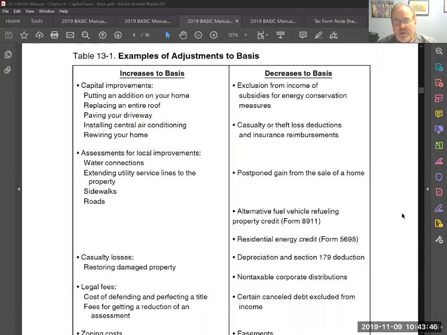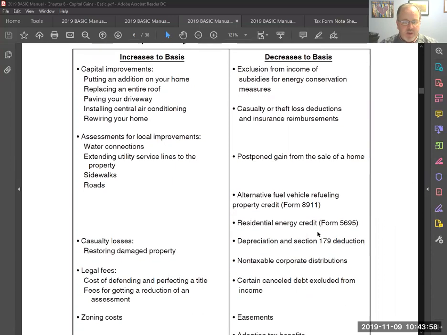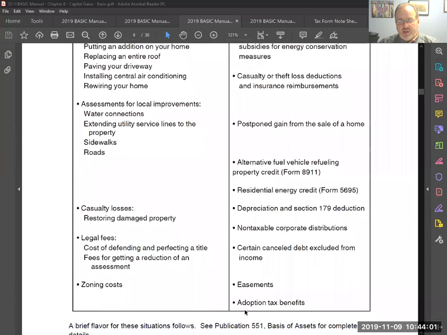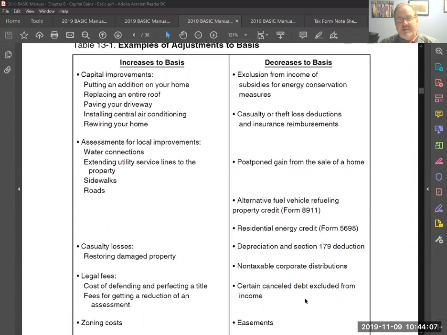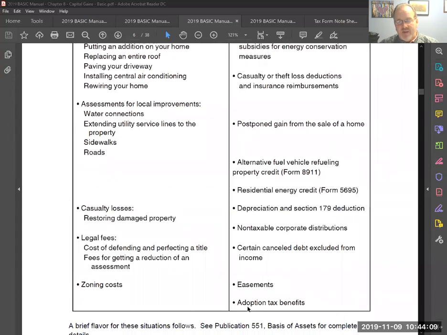Then we have decreases to the basis. Maybe there was an insurance loss, or maybe we had some depreciation. If this was a rental, we'll get into more of that when we get to Schedule E, talking about rental income. Please cross off down here at the bottom: I'm not sure how it ended up in there, but there is no decrease in basis that has anything to do with adoption tax benefits. Please cross that out.